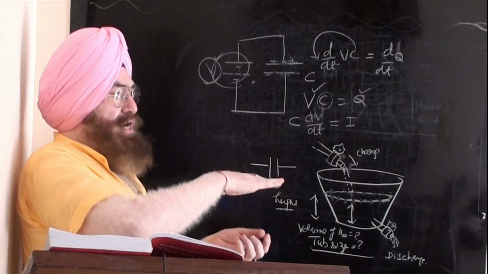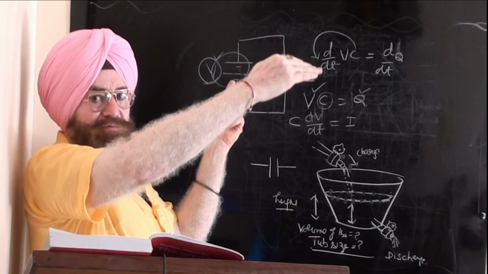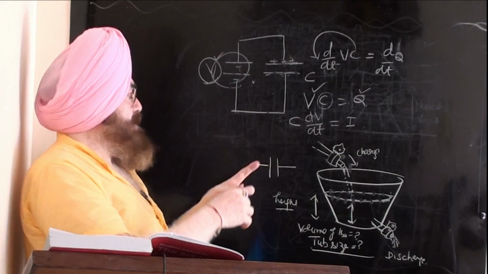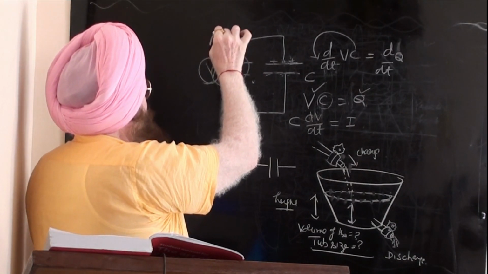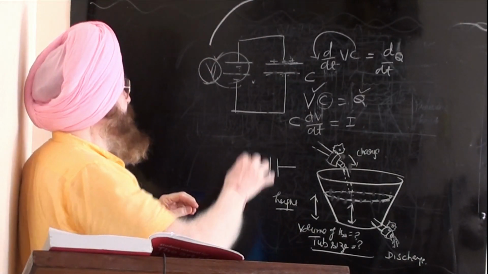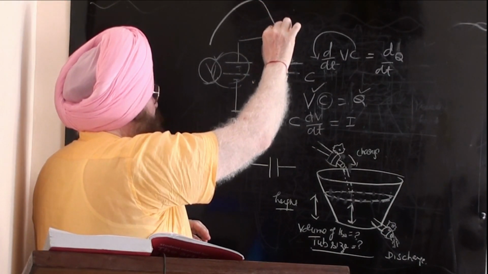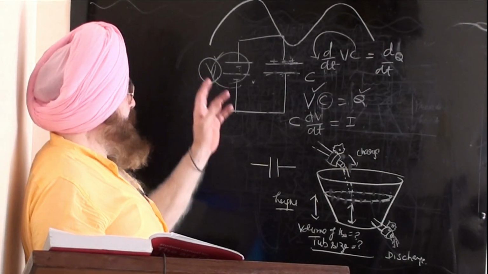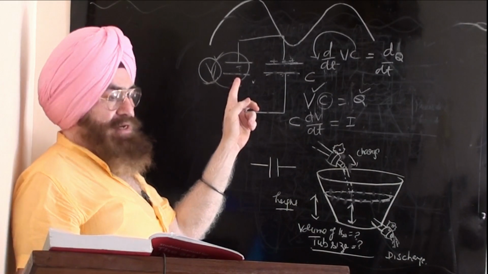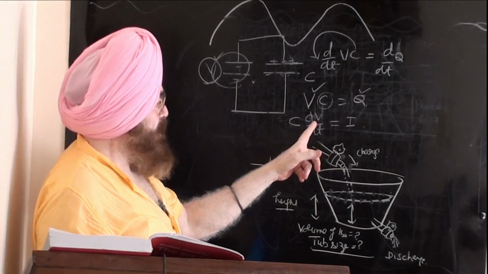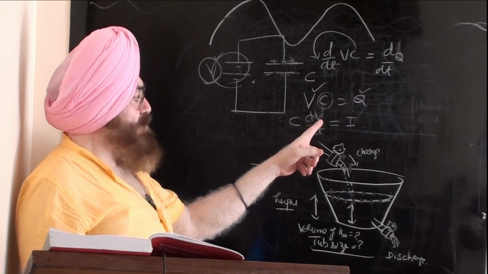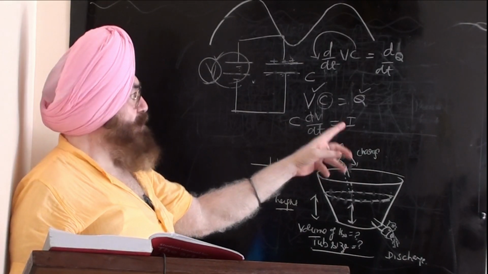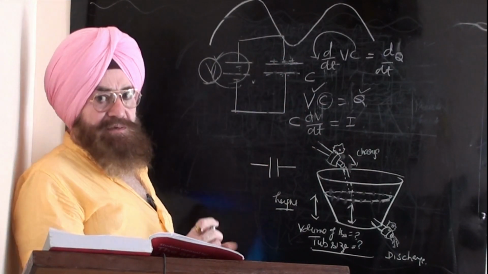Like if you start increasing the voltage of the voltage source, or if the voltage of the voltage source is decreasing, increasing or decreasing, if there is continuous change in the voltage of the voltage source, V keeps on changing with time, there will be current flowing through the capacitor.